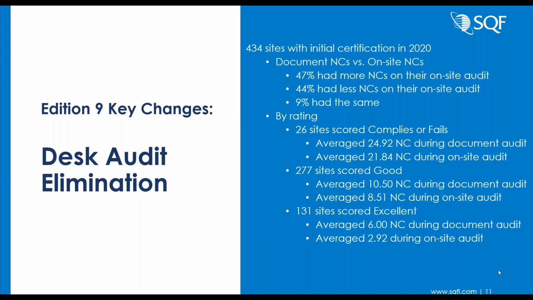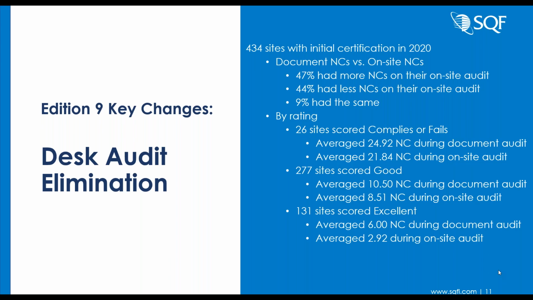So looking at that data, and then knowing what I know about what options are available to sites, I gave 3 reasons why that was not a valid argument for them to come up with. So number 1, sites can still have a CB or a consultant come do a pre-assessment to the Edition 9 checklist. They can certainly do that. There are people out there that would come in and do a pre-assessment for you. So you could have essentially a document or a desk audit, if you wanted. It just would not go through SQFI and be entered into our database.